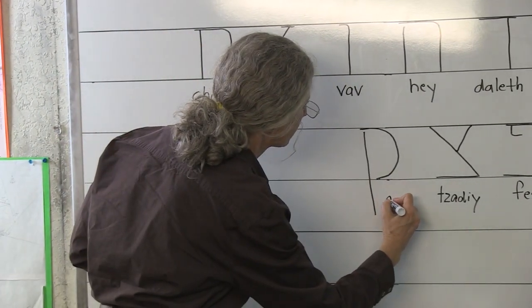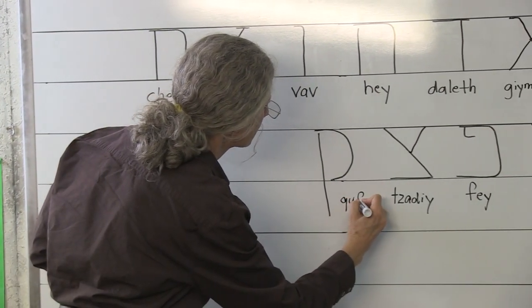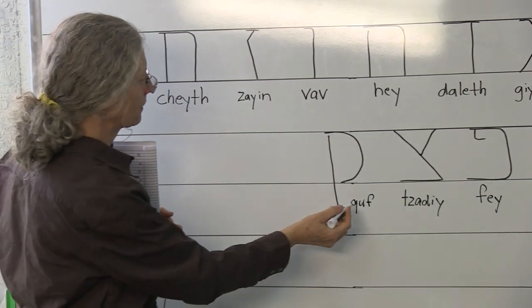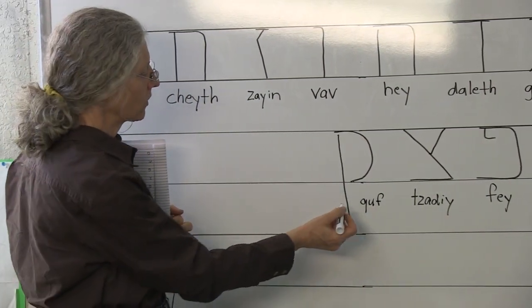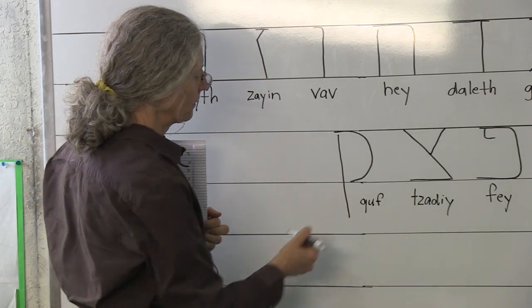And that's a kuf. Does this look like a backwards Q, sort of? Yeah, so it's the same letter, but it's backwards. Kuf. Okay?